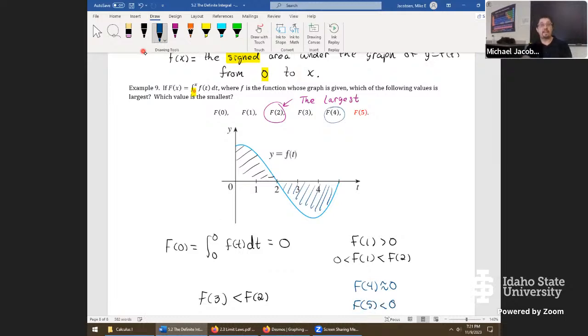That means it's the only negative value on the papers at the moment. So we can go back to f of 5 right here and assert this is the smallest. So that's our really bizarre function.